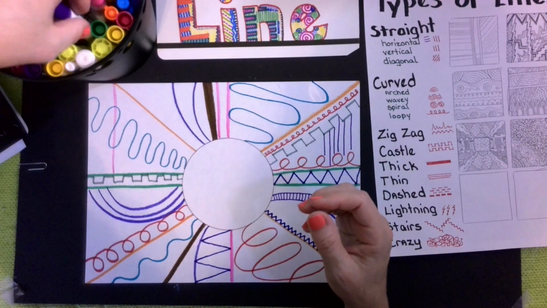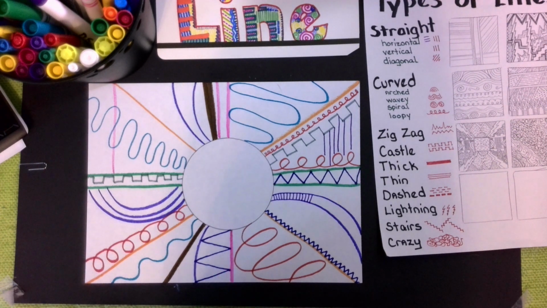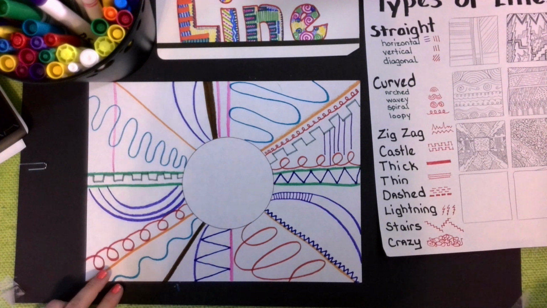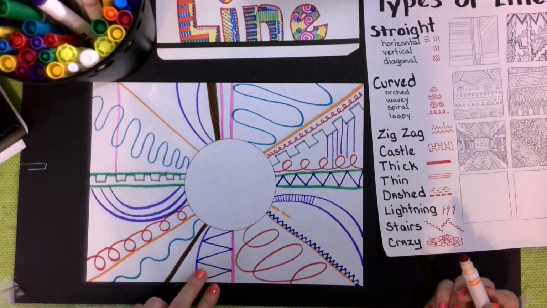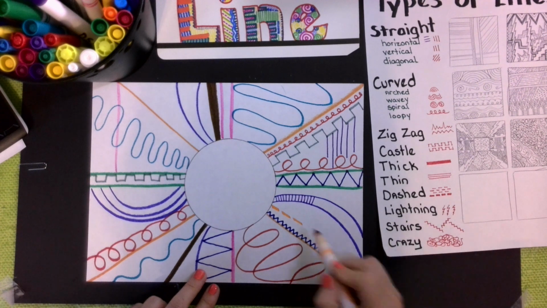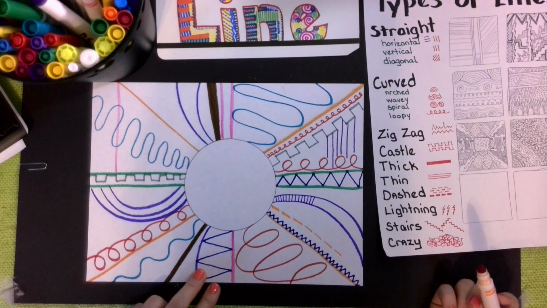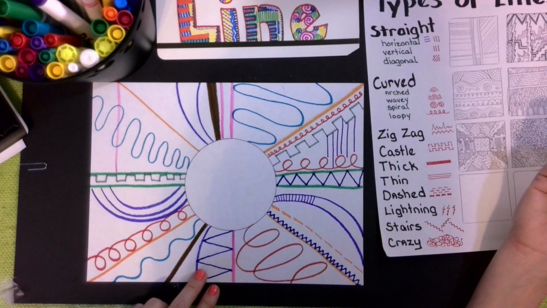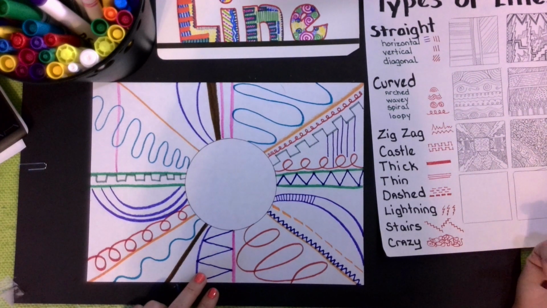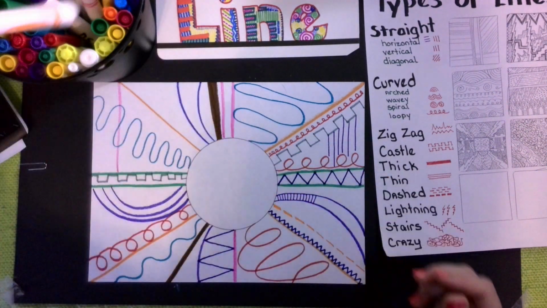Snap the cap, change colors. And it looks like we can do some dashed lines. Dashed lines mean you're going to do a line and stop. Line and stop. Go ahead and try it. And just keep going. That one's pretty easy. And again, you can make skinny ones or you can make thick ones. That's up to you. Snap that cap. Change colors.